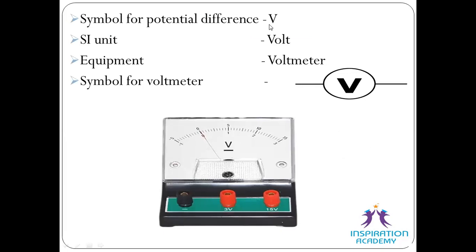Here is the symbol for potential difference. It's V. The SI unit is volt, and the equipment used to measure the potential difference is the voltmeter. Here is the symbol for a voltmeter, and this is the external view of a voltmeter.